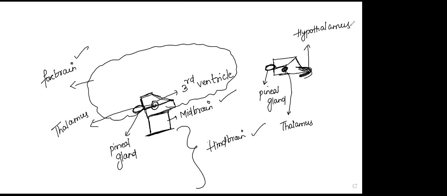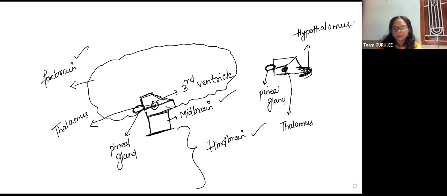Ma'am, can you explain this third ventricle again? Third ventricle, you need not understand in depth. The third ventricle has 3 parts. At the back side, there is a part called the pineal gland. On both sides, there is a part called the thalamus, 2 thalamus on both sides. In the front, there is a part called the hypothalamus.